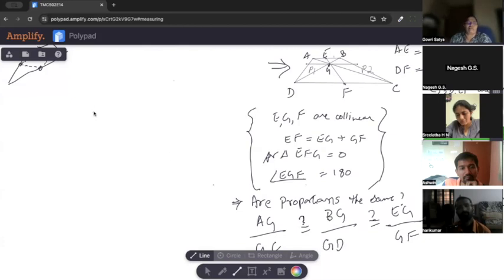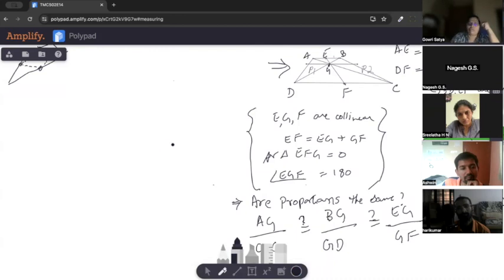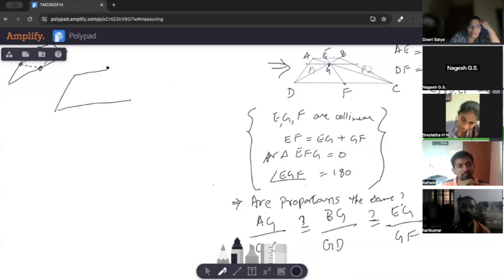Yeah, Nagesh. I did not join EF like that. So E is the midpoint of AB, and F is the midpoint of DC. And then from G I have joined GE and GF. So I'm not assuming that EGF is a straight line. We have the diagonal, the midpoint G, the midpoint E and the midpoint F. So we've joined it.